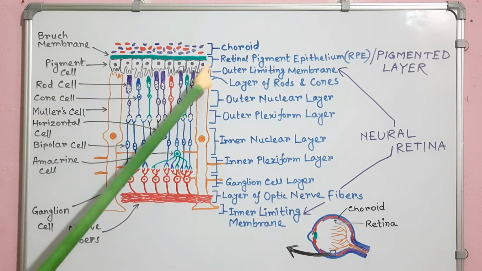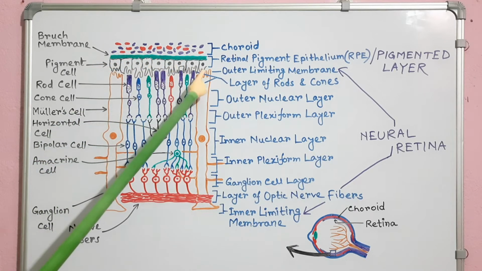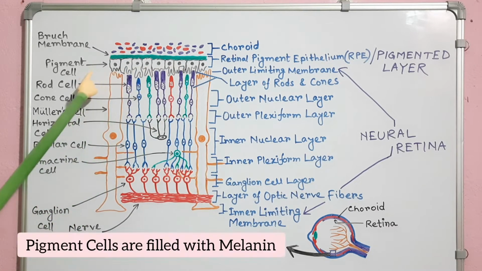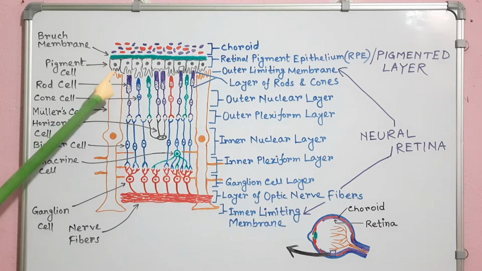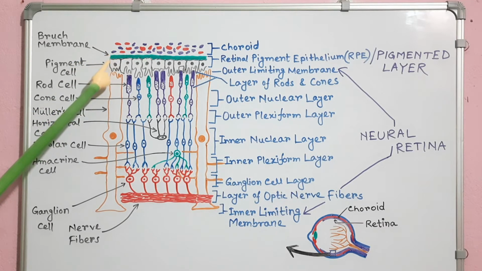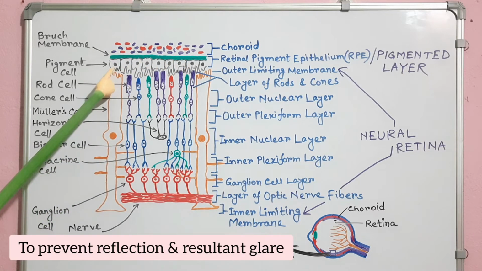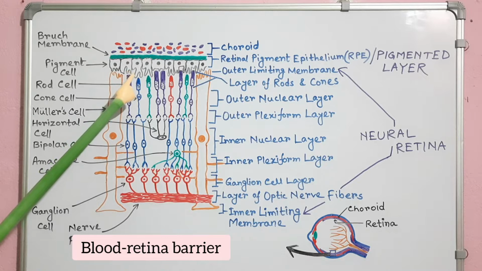So first, retinal pigment epithelium layer. This is a single layer of cuboidal epithelial cells which are known as pigment cells. The cells are filled with melanin. The cells rest on Bruch's membrane of the choroid layer. This layer absorbs light passing through the neural retina to prevent reflection and resultant glare. It serves as a major component of the blood-retina barrier.